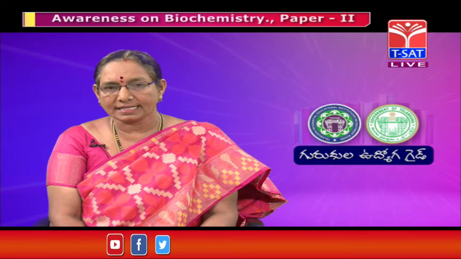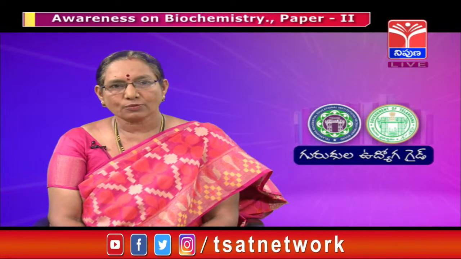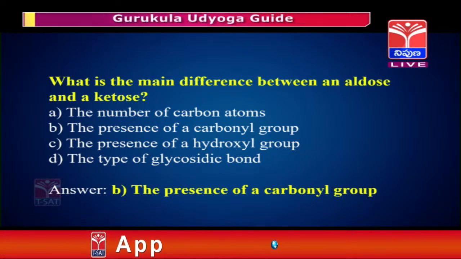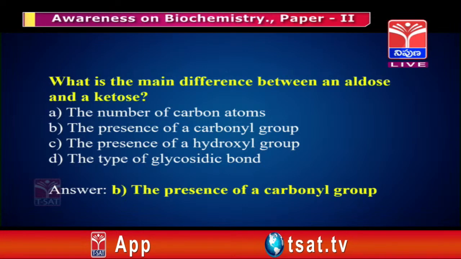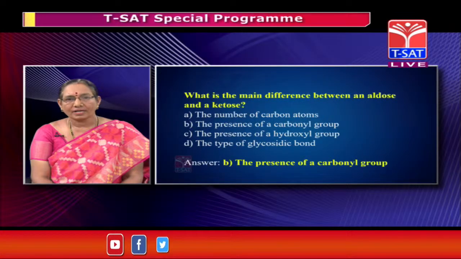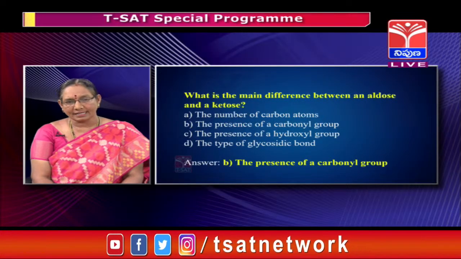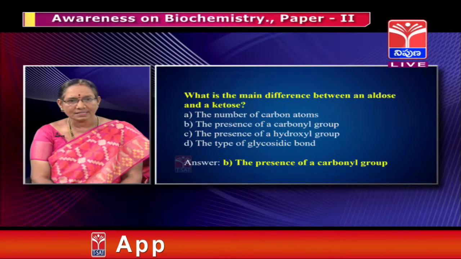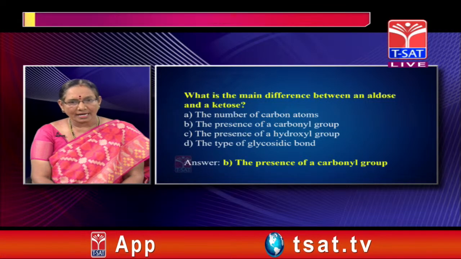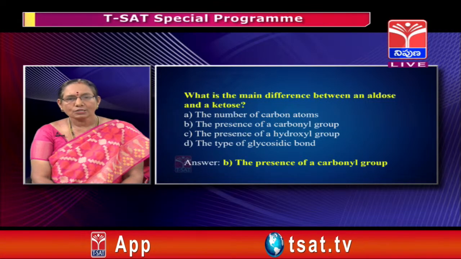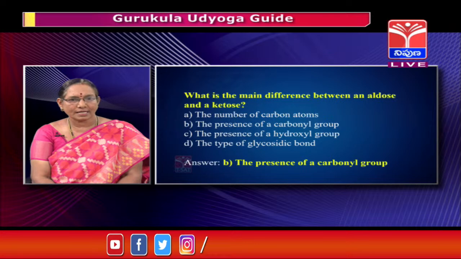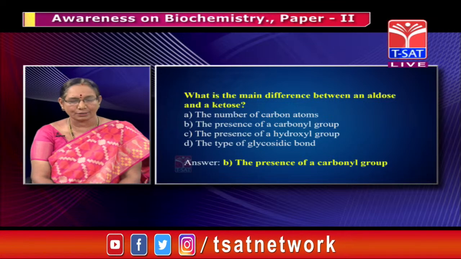So let us just move on to one example of a question. So looking into this question, what is the main difference between an aldose and a ketose? So this is a multiple choice question and it focuses on the basics. So one needs to be thorough with the fundamentals. So normally students look for either an aldehyde group or a keto group in the choice, but you don't find such words here. Either they are giving a number of carbon atoms, presence of carbonyl group, presence of a hydroxyl group and type of a glycosidic bond. So logically you have to eliminate, and if you are thorough with the alternative names, needless to say the right answer will be the presence of carbonyl group.